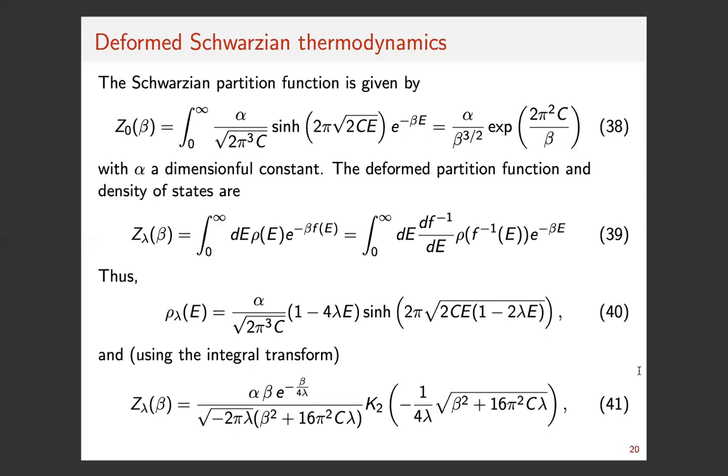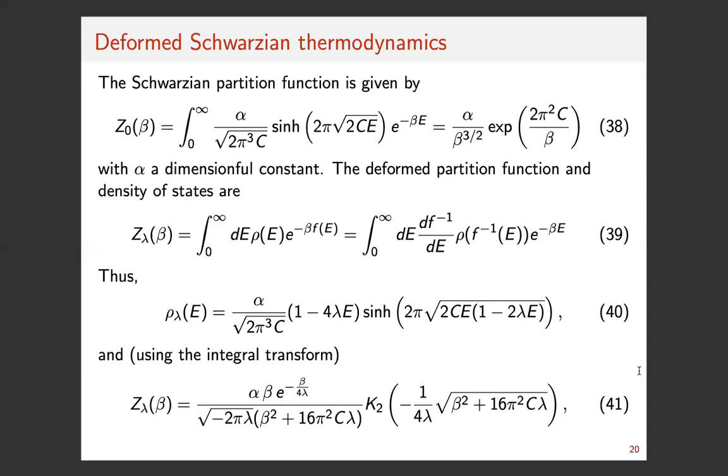So this is a Bessel K2. And notice here that if lambda is negative, which is the non-holographic sign, there's actually a Hagedorn divergence, the temperature of which depends on 1 over root lambda. And this is kind of the typical thing for these type of deformations, that there is a particular Hagedorn type spectrum.